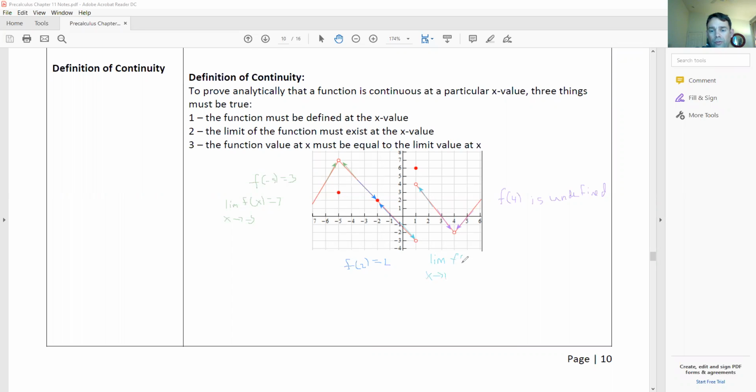In order for it to be continuous, the function value has to be defined, the limit value has to exist, and the function value has to be equal to the limit value like it is here at x equals -2.